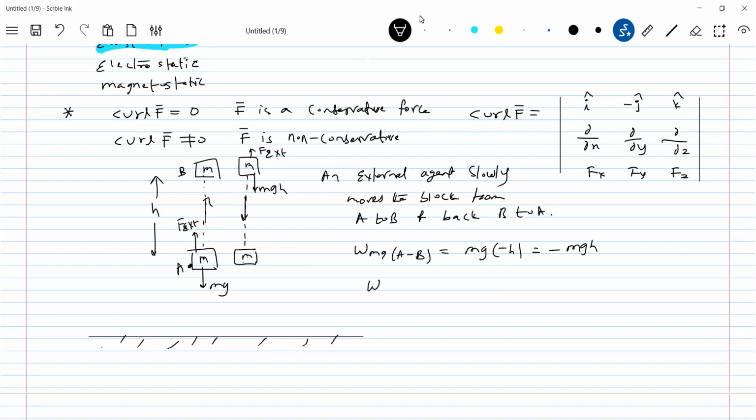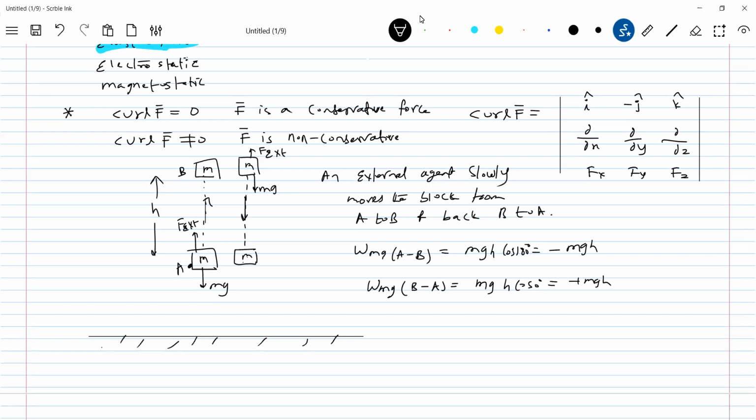Now the work done by gravity when the block is shifted from B to A slowly. How will mg act? In the direction of displacement. So therefore this will be plus mgh, right? Let me write it here so that it will be easy for you.